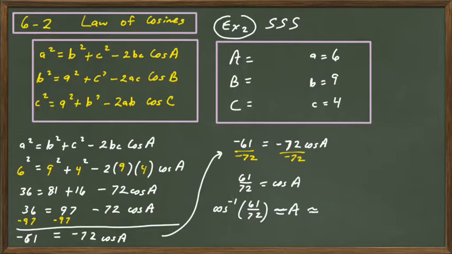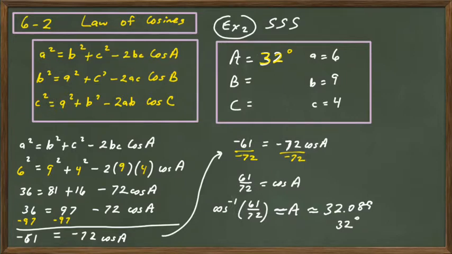So let's punch this in. Arc cosine 61 divided by 72. As long as I'm in degree mode, my answer will be in degrees. 32.089. 32.089 to the nearest degree. We're going to call that 32 degrees. So I'm calling part A 32 degrees.